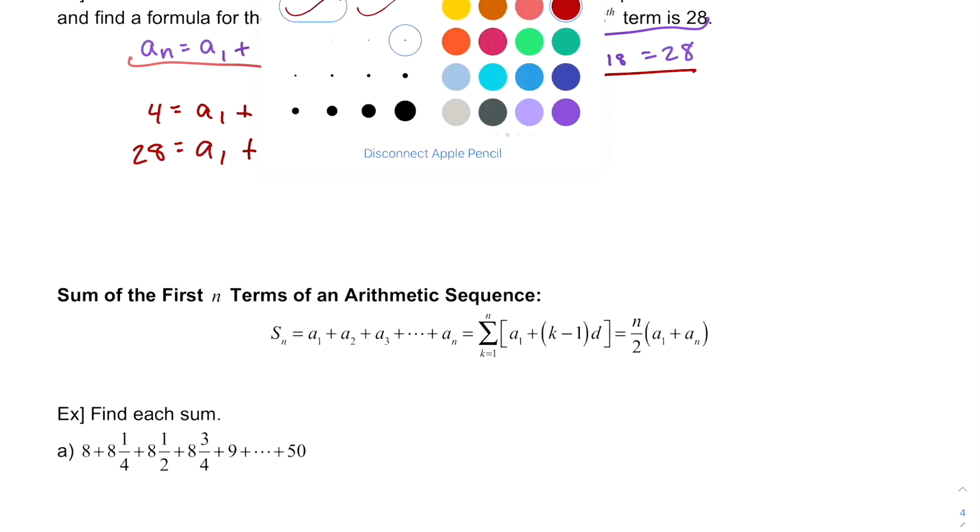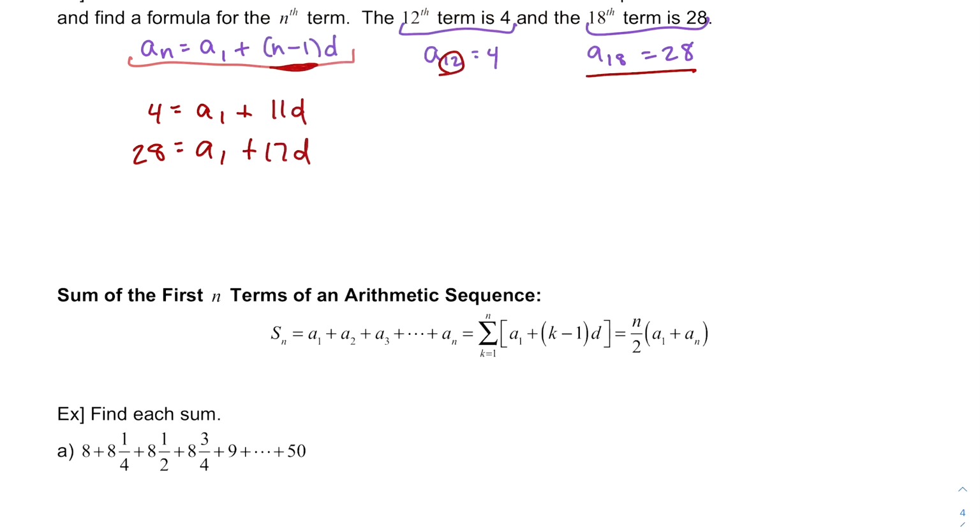Okay, so I need to solve this 2 by 2 system. I can use substitution or elimination. I think I'll do elimination. I'm going to multiply the top equation by -1 and write it below, so I can add the two equations together, and that way I can eliminate a sub 1. So when I add these together, I get 24 equals 6d. I eliminated the a sub 1 term here.